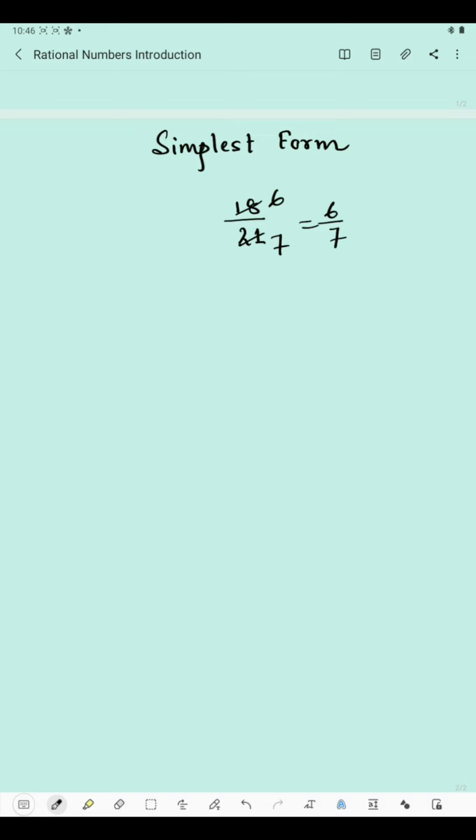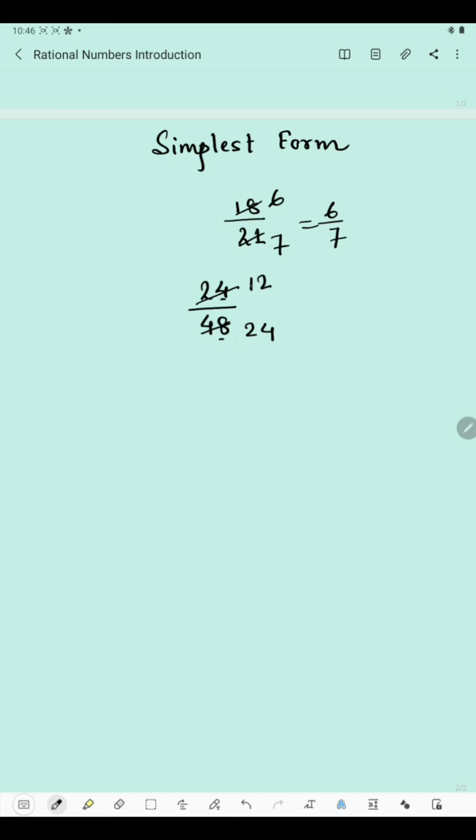Now if I take another example, say 24 by 48. Here in the numerator the last digit is even, and in the denominator also the last digit is even, so it can be divisible by 2. So 2 12s are 24 and 2 24s are 48. Now this is not the simplest form. Why? Because this can be cut further. So we will have to continue till it is no longer divisible by any single digit.